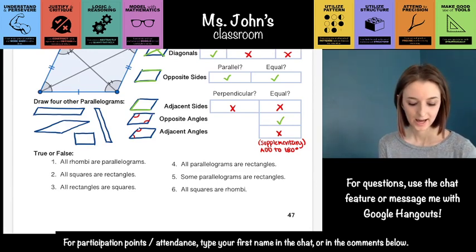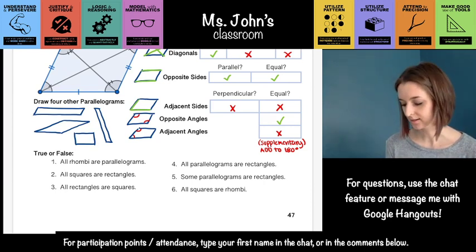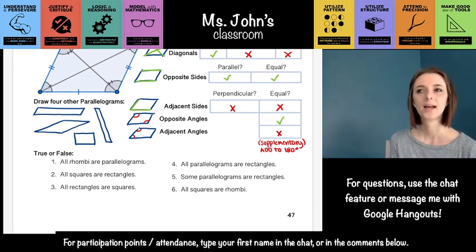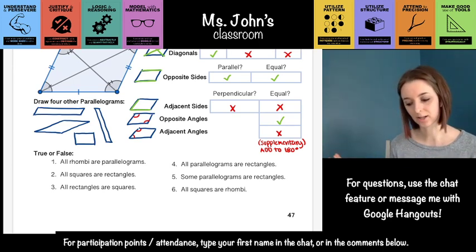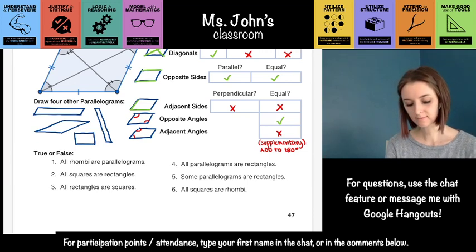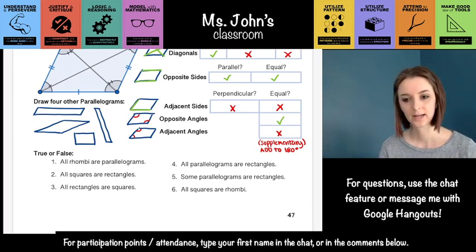This next part, I would encourage you to pause me and try these on your own because I think they're kind of fun to think about. I like to make charts and diagrams, so this is right up my alley. I like to think about which things qualify as which things just according to the definitions. So these are true or false questions. The first one says, are all rhombi parallelograms?